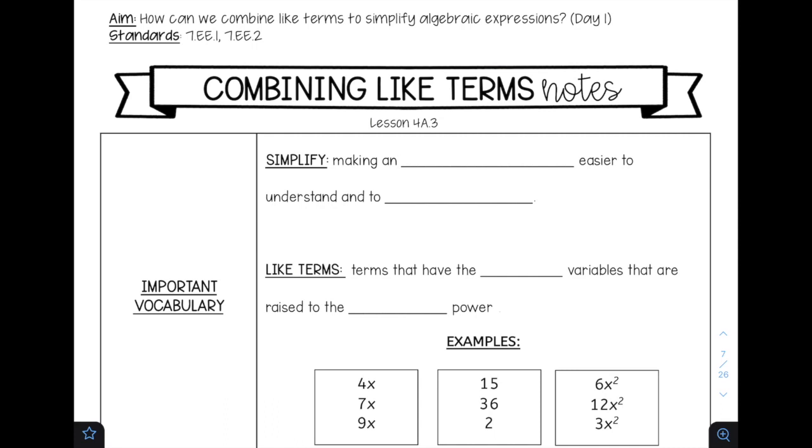So, today we're going to be talking about combining like terms. This is the third lesson in Unit 4, where we're talking about expressions, equations, inequalities, and circles. Our aim for today is how can we combine like terms to simplify algebraic expressions. We've talked about translating algebraic expressions and evaluating algebraic expressions in lessons 1 and 2, so definitely go check those out. Today is just day 1 of combining like terms. Depending on how we feel, we'll have day 2 and we have more practice after that.